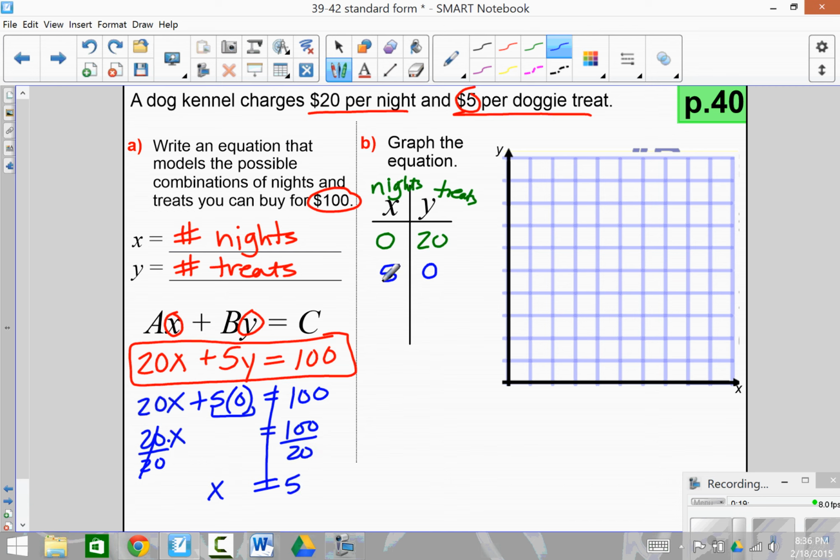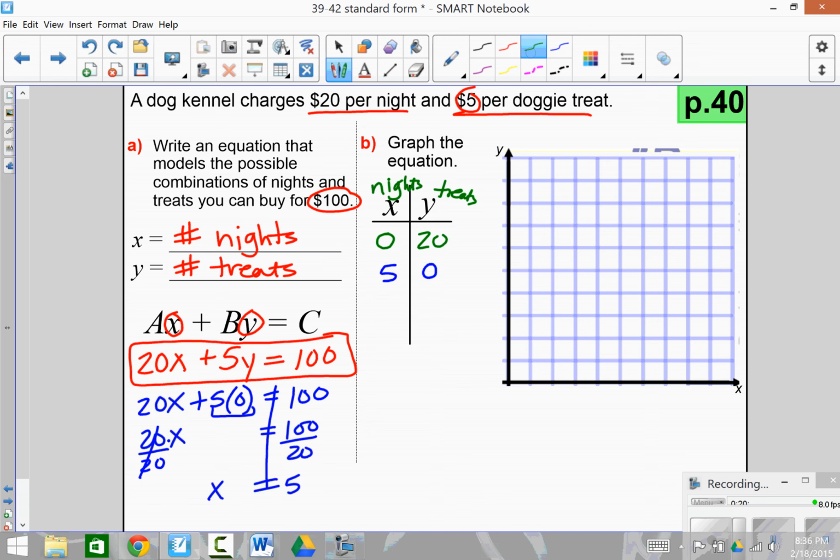This means that you can stay 5 nights at this doggy kennel without buying any treats, and you have spent your full $100 that you have. Okay, and you can check it. Does 20 times the x, which is 5, which is 100, plus 5 times 0 equal 100? Yes. Okay, so we have two ordered pairs. Let's go ahead and graph this then.